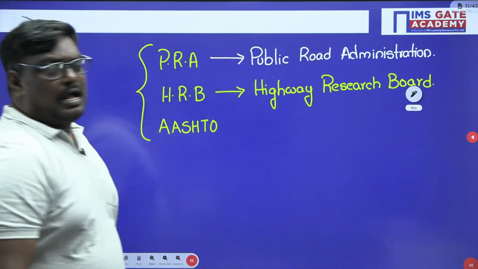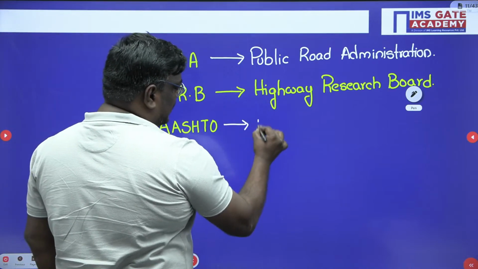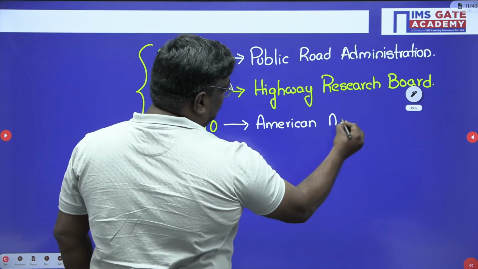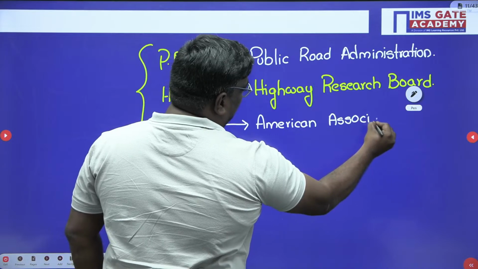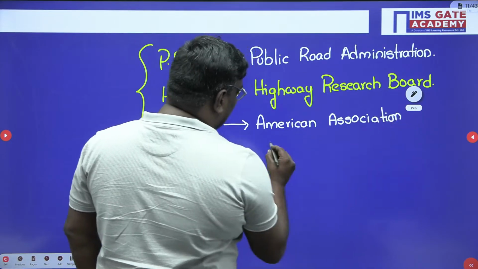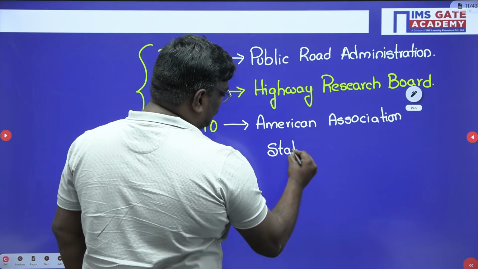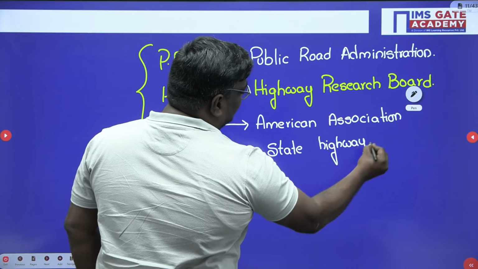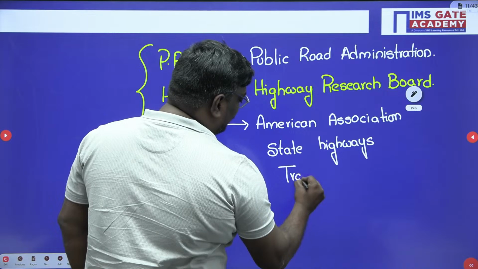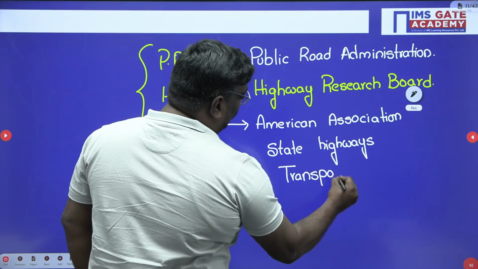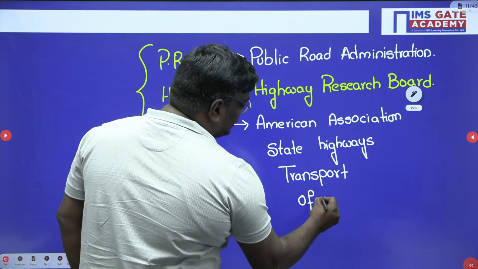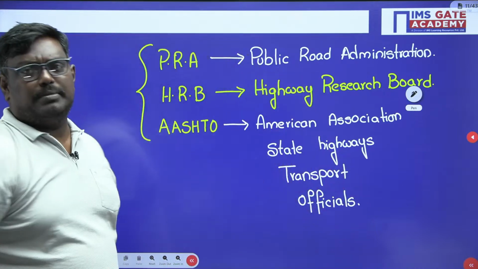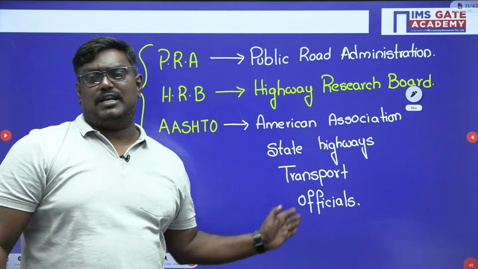And the third is the American Association of State Highways Transport Officials. Can anyone tell me what is the beauty of these three things? If you observe all the three bodies here, all three bodies are related to roads. Highway Research Board, Public Road Administration, American Association of State Highways Transport Officials.